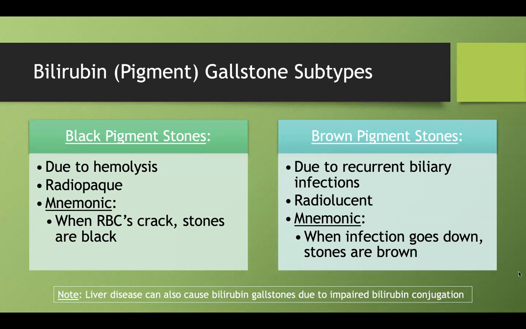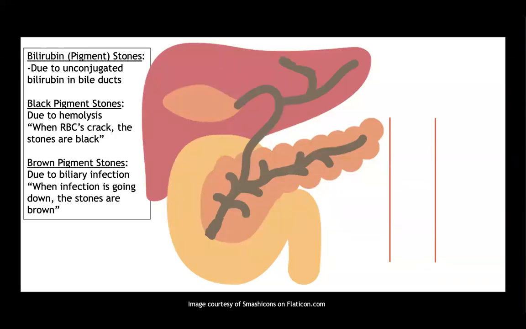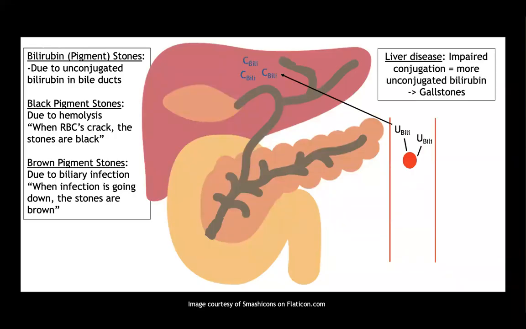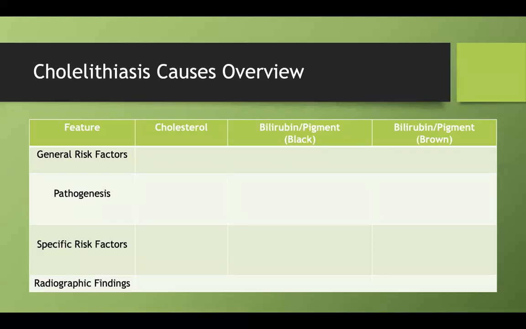You do not need to know that for step one, but you definitely need to know how to tell the difference between a black and a brown pigment stone and what conditions cause it, hemolysis versus infection. And let's see, I even added a slide on this. Again, I don't think this is that important. This is just about how liver disease can basically cause more unconjugated, and it forms a mix of brown and black stones. Not tested ever on step one. I don't know why I kept that in there. Maybe just for completeness sake for you guys.